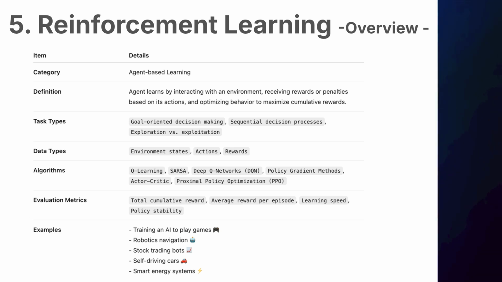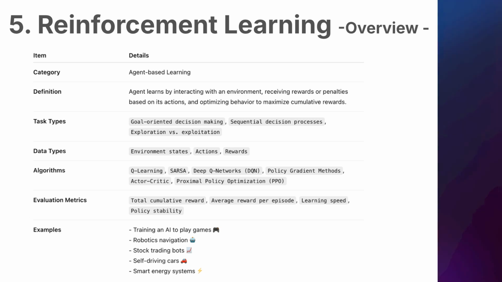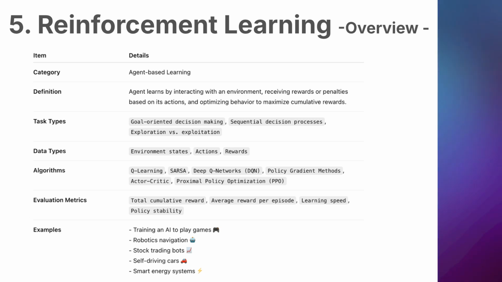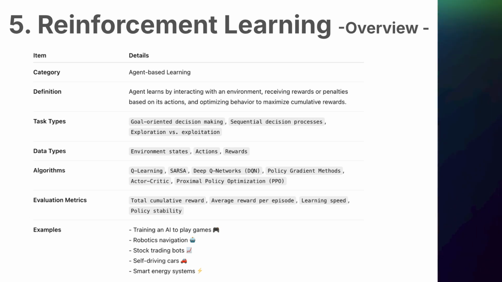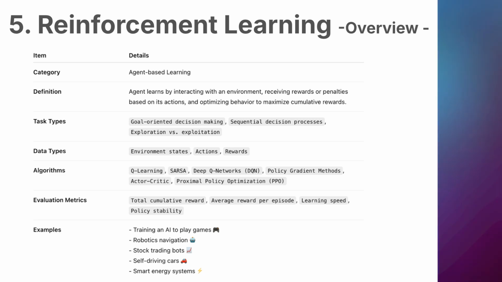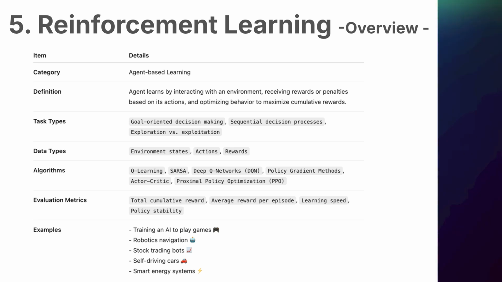to evaluate how well an agent is learning. We use total cumulative reward, the total points collected over an episode. The average reward per episode is the overall trend of improvement. Learning speed is how quickly the agent improves. Policy stability, how consistently the agent makes good decisions.